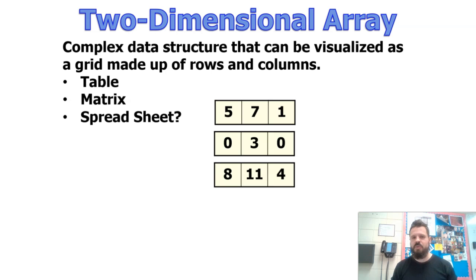I'm going to say that a two-dimensional array is a complex data structure that can be visualized as a grid made up of rows and columns. So when I say 2D array, think table, think matrix, think just like a spreadsheet. A lot of times, rather than having just a long list of unrelated data, we want to put that data into more of a table form with relationships between rows and columns. That's exactly what a two-dimensional array is intended for.